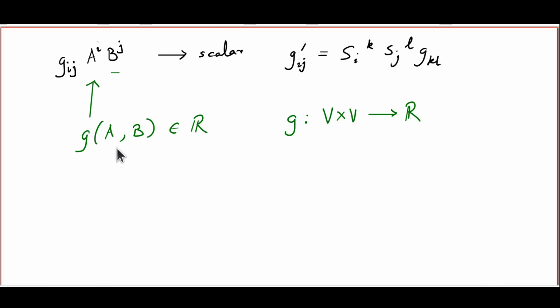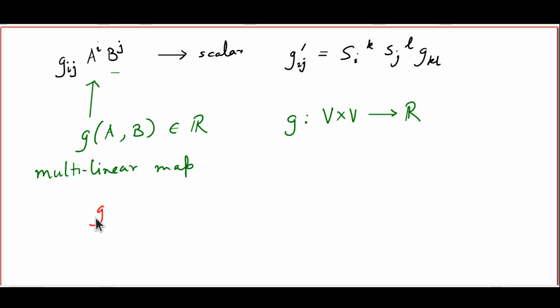Now, not only that, it produces this real number in a multilinear fashion. So, this is an extension of what we saw for the covector. A covector is a linear map which maps vectors into numbers. The metric tensor here actually maps a pair of vectors multilinearly into numbers. So what does this word multilinear mean?